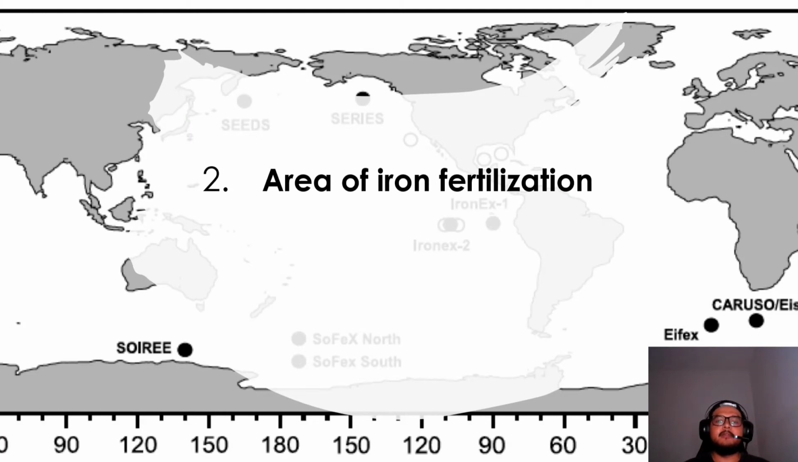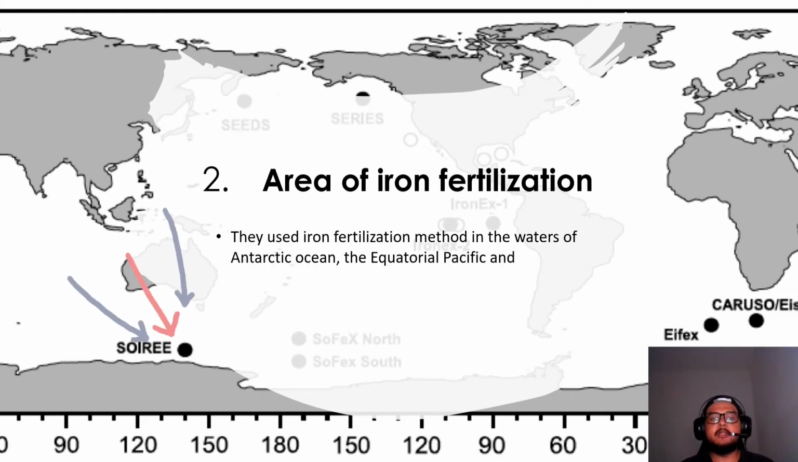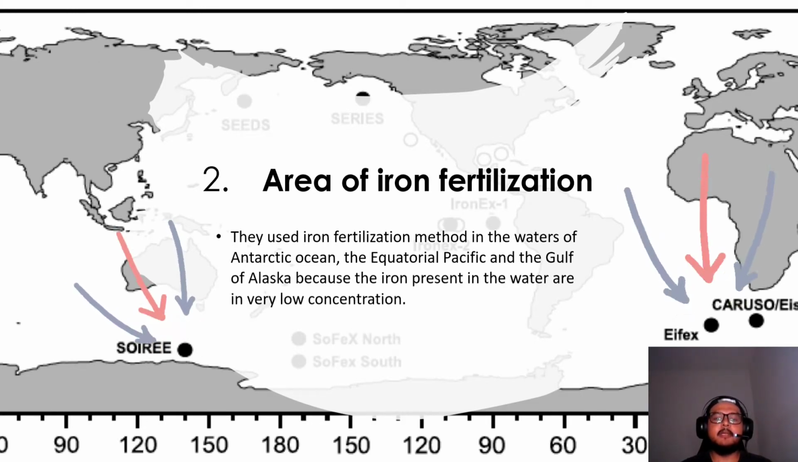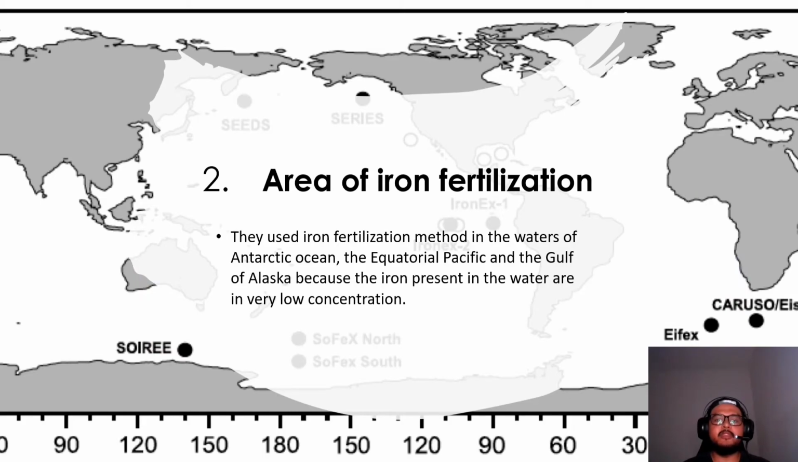Next, the area of iron fertilization. They use iron fertilization in the waters of the Antarctic Ocean, Equatorial Pacific, and the Gulf of Alaska because it was found that in these regions the iron present in the water is in very low concentration.